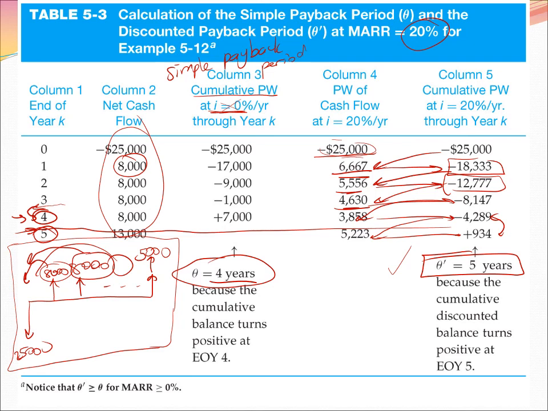I mean, it will not be the case most probably that the simple payback period gives you, for example, year 2, but the discounted payback will give you year 7 or 8. Usually, there will be only 1 year difference between them, or maybe they will be exactly the same year.